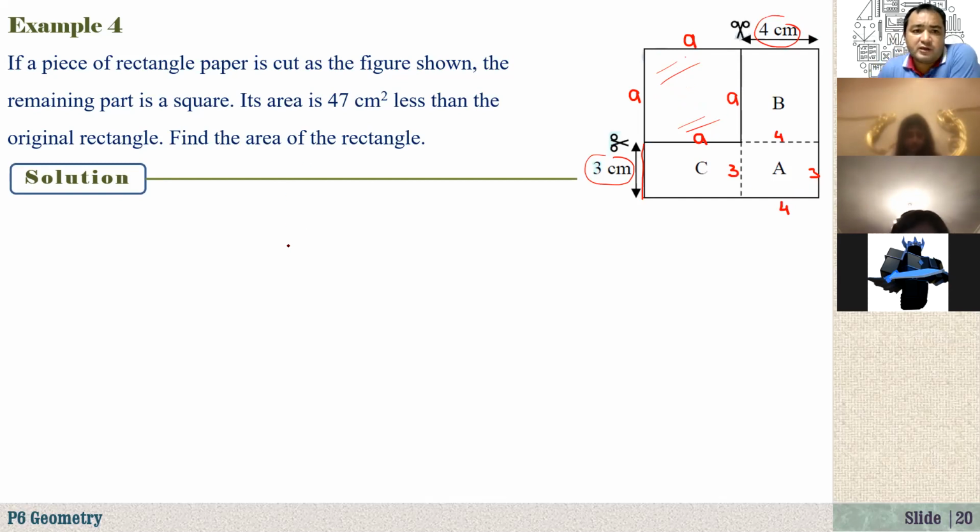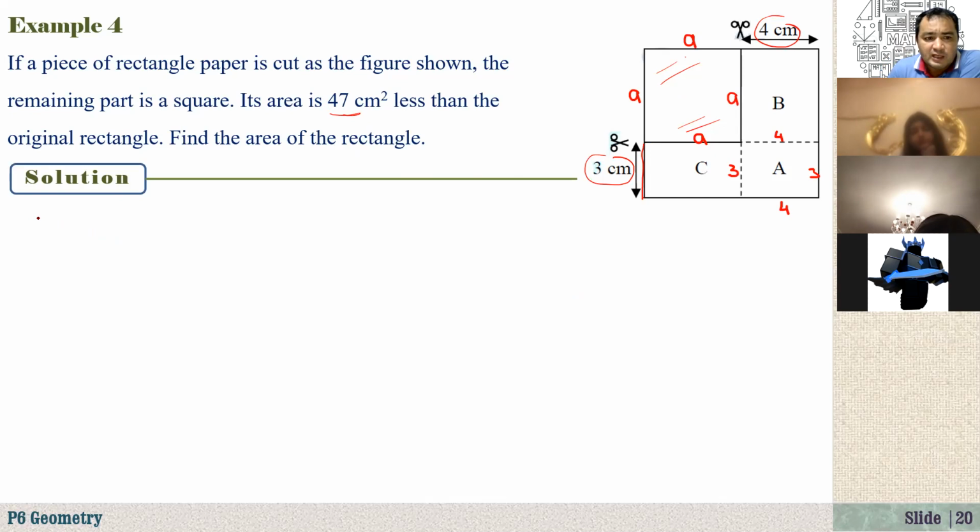If a piece of rectangular paper is cut as the figure shown, the remaining part is a square. Its area is 47 square centimeters less than the original rectangle. Find the area of the rectangle, right? So that means the area of the rectangle minus the area of the square is just equal to 47. So the difference is 47.